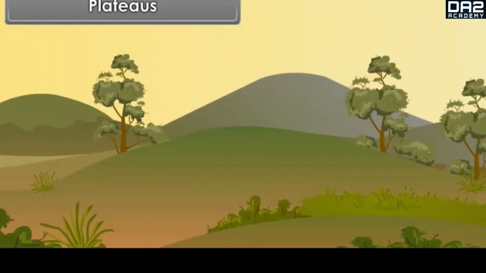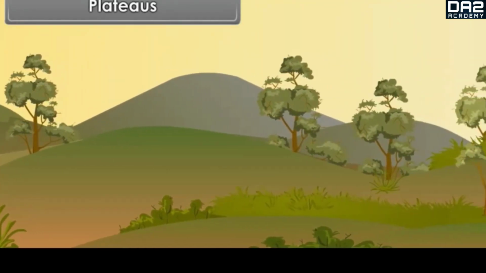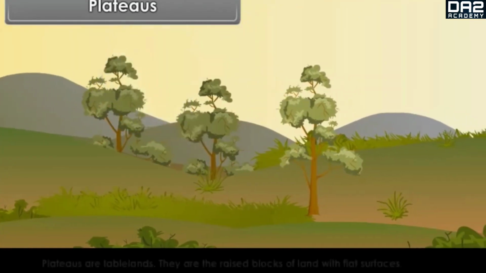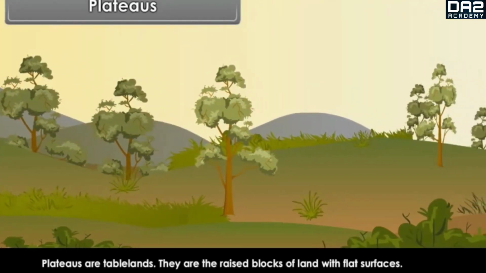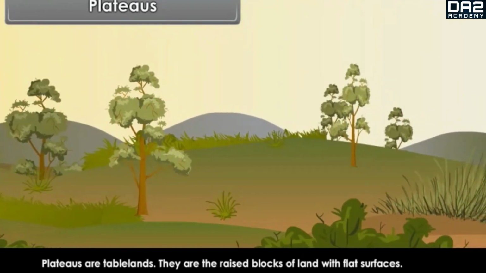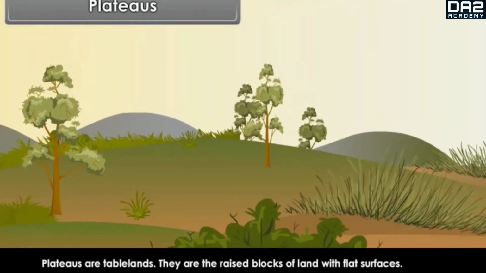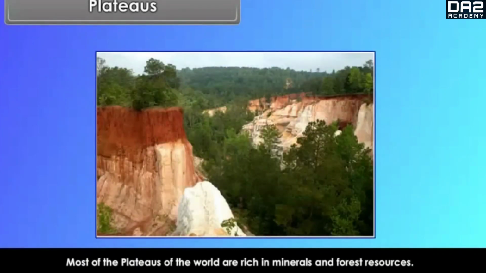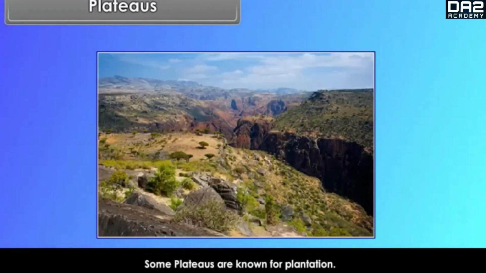Plateaus. The next type of landform is plateaus. What is a plateau? Plateaus are tablelands. They are raised blocks of land with flat surfaces. Now, we can list out certain features of plateaus. Most of the plateaus of the world are rich in minerals and forest resources. Some plateaus are known for plantation.